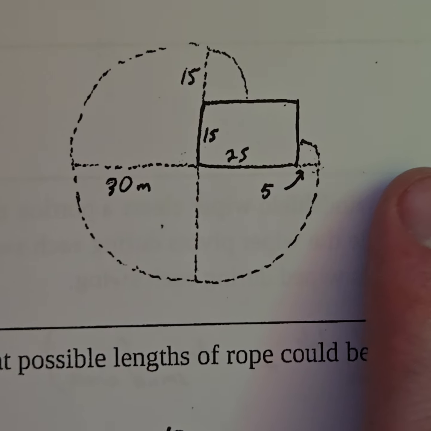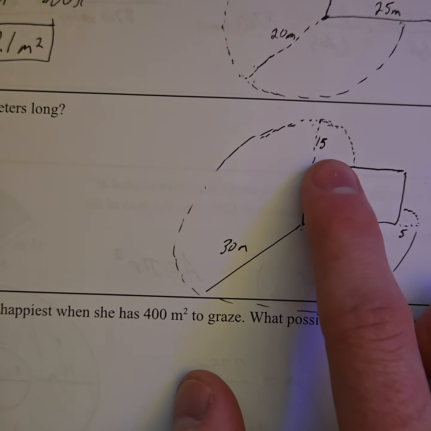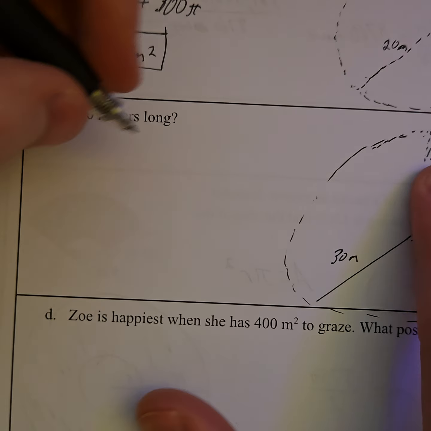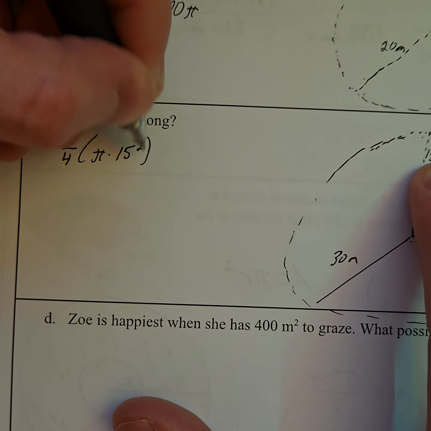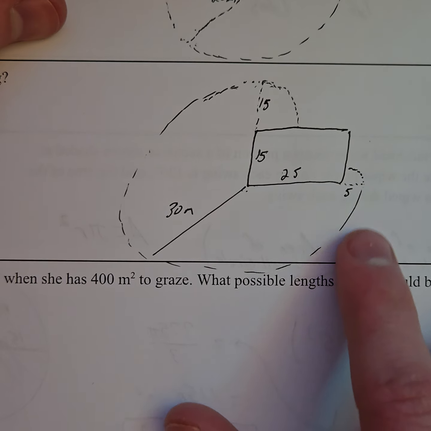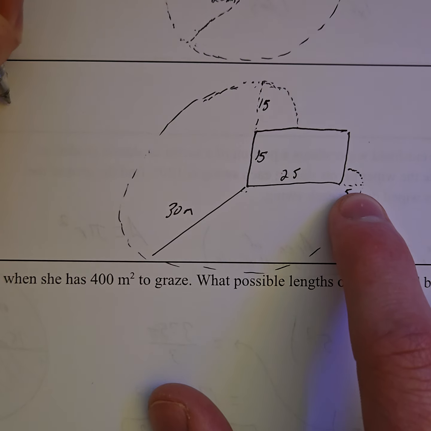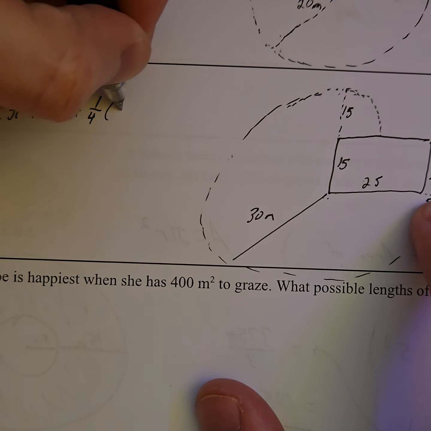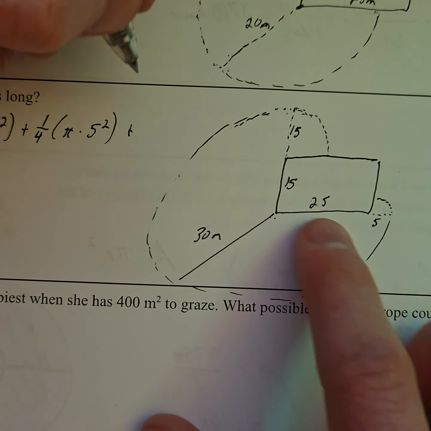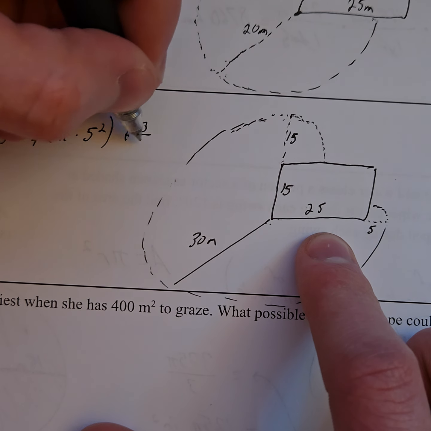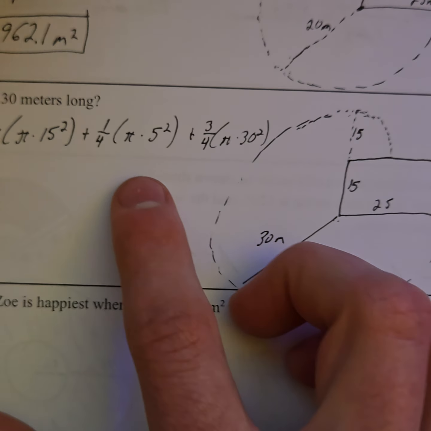Okay, so now when we write our formula for this, we have 1/4 of a circle with a radius 15. So let's write that down. So 1/4 of pi r squared, so 15 squared, plus 1/4 with 5 radius, so plus 1/4 times pi times 5 squared, and then plus 3/4 of a circle with a radius of 30. Okay, there you go. And then you want to type all of this in your calculator.